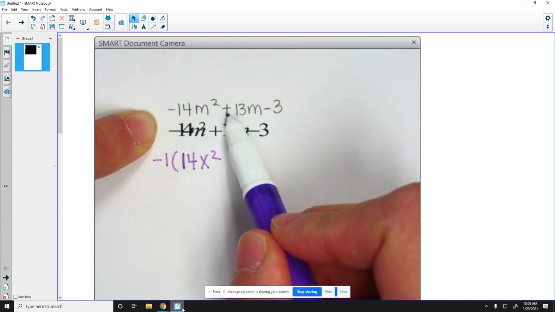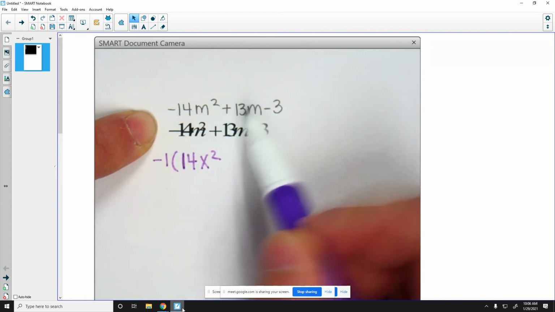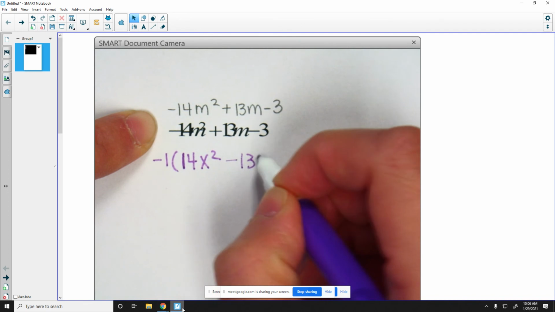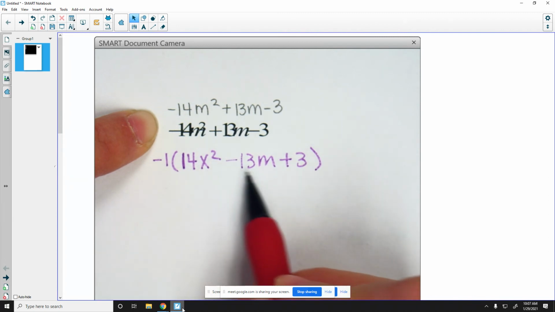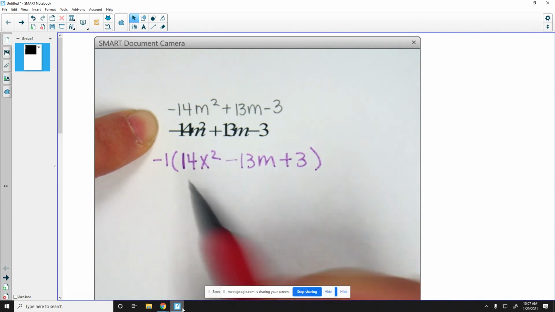Well, so you took out a negative. So all of these symbols get flipped. So minus 13m plus 3. Okay. Emily, what do I do next? You check if you can have a GCF and then do magic numbers. Okay, so can I take out a GCF, Emily? No. So do magic numbers.